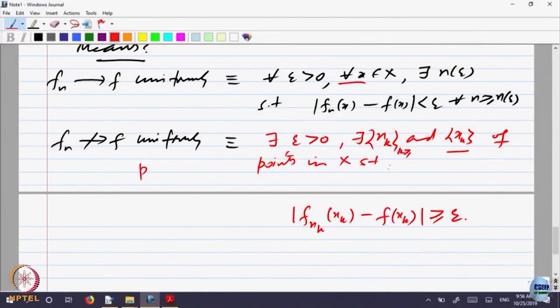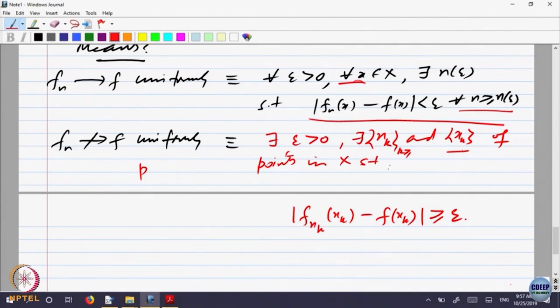And what goes bad? That means for every n, I am able to find some stage after which things go bad. So that stage is, for every k, n k. So |f n k of x k minus f of x k| is not less than epsilon. So two things are going bad. Something was happening for every epsilon, that is taken care of, and for every x. When things go bad, that means there should be points where things are going bad. So those are the points x k.